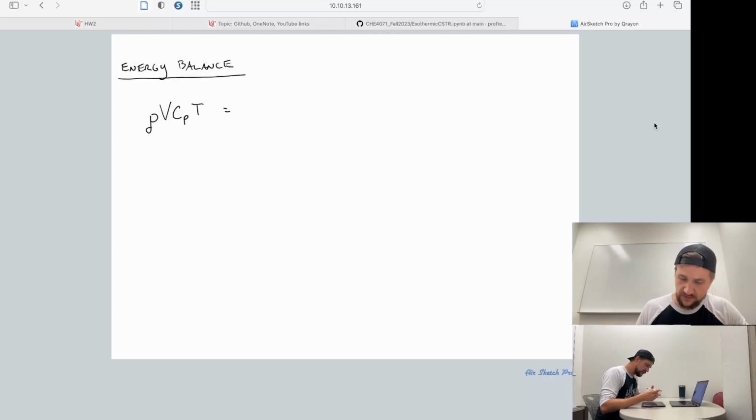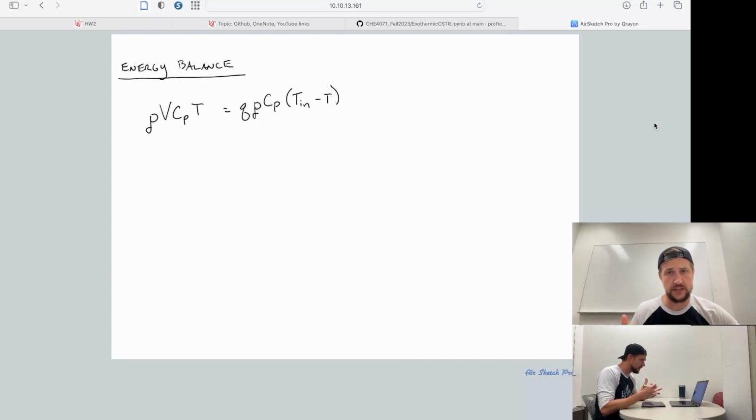And so with this, there's a few things we need to consider. We can start with the flow coming in for our fluid at a particular density with a particular heat capacity, and then the temperature coming into our system minus the temperature currently present within our CSTR. Now the next thing we have to consider is the rate at which energy is leaving our system, which brings us to our cooling jacket.